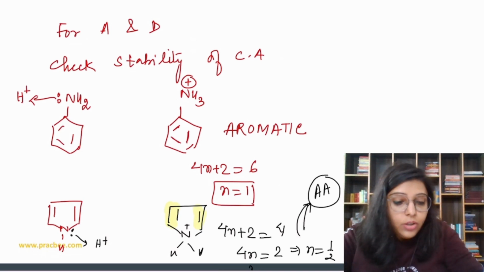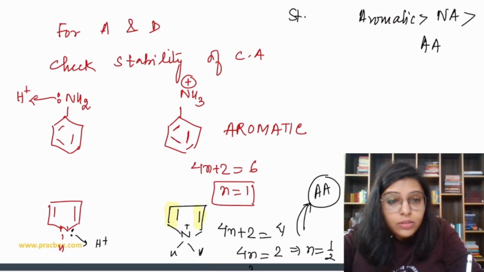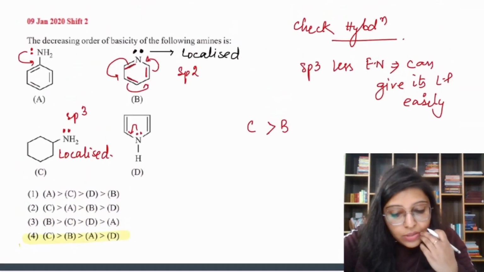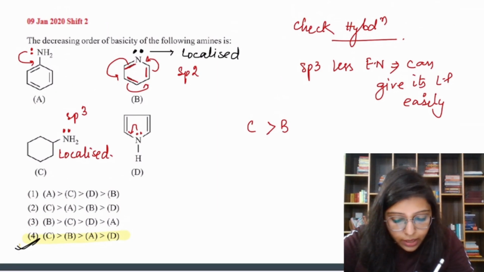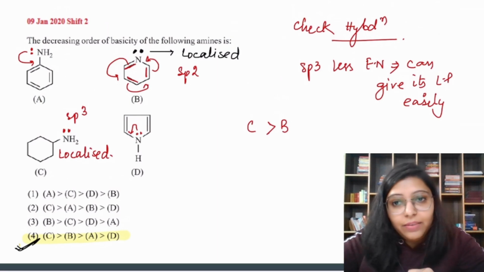So the stability order is aromatic, then we have non-aromatic, and last we have anti-aromatic. So this is the stability order. So it means after B, the basicity is going to be A, and then we have D.